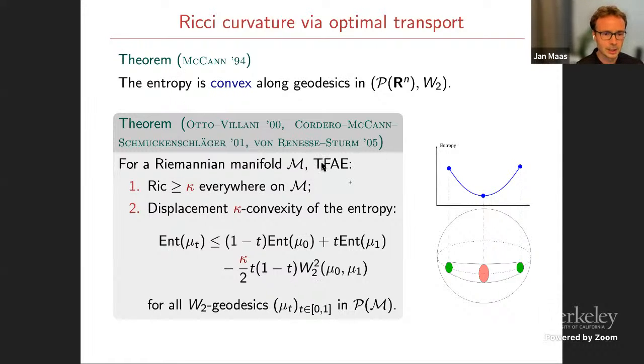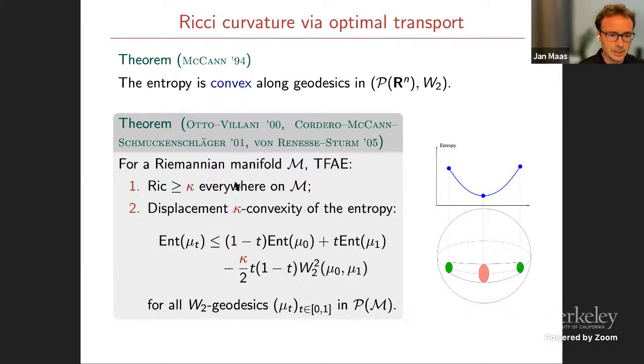Okay, so this is a beautiful characterization of this lower bound on the Ricci curvature. And just like we have in this gradient flow characterization, the interesting thing here is that the second part is much more robust than the first part. Right? Because to be able to talk about Ricci curvature, you need to define the Ricci tensor, for which you need to have a smooth Riemannian structure.